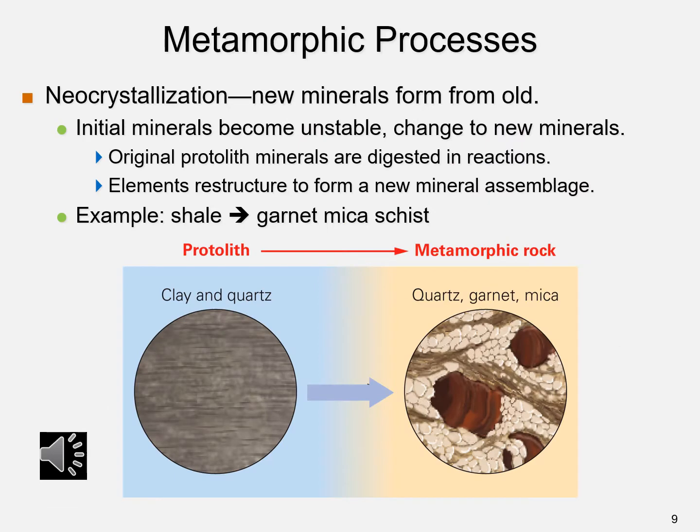Another process, neocrystallization or metamorphic reaction, results in the growth of new mineral crystals that differ from those of the protolith. During neocrystallization, chemical reactions digest minerals of the protolith and grow new minerals of the metamorphic rock. For this process to take place, atoms must slowly diffuse or migrate through solid crystals or dissolve and precipitate at grain boundaries.